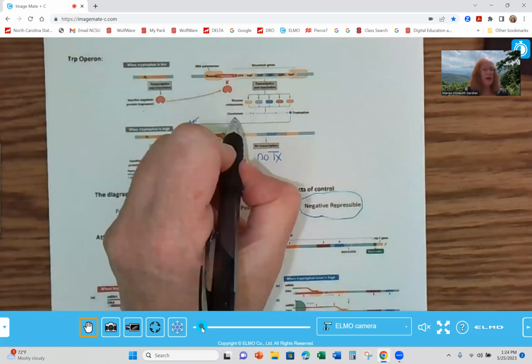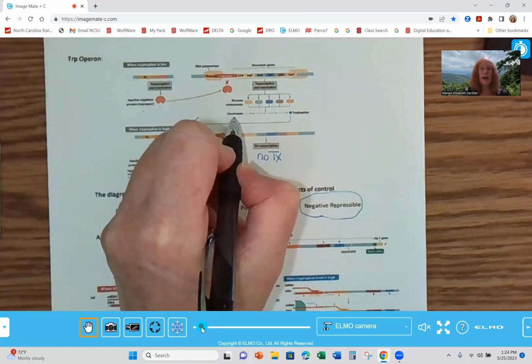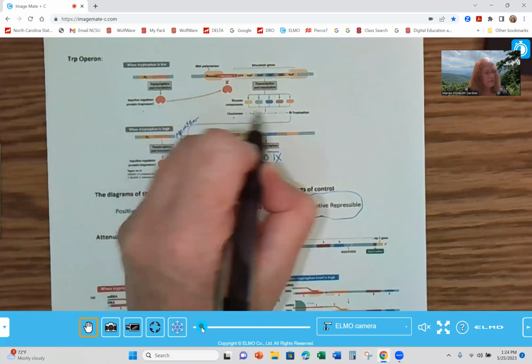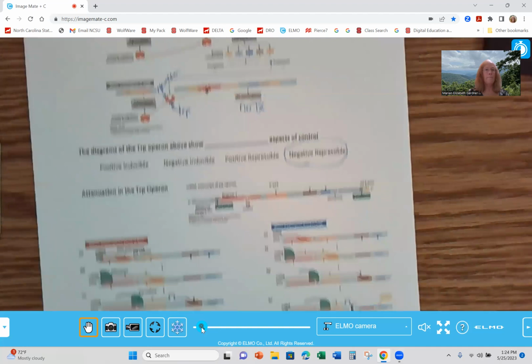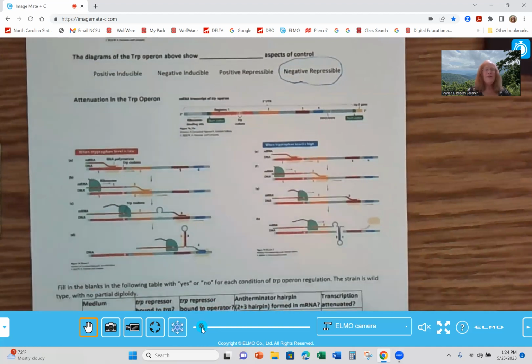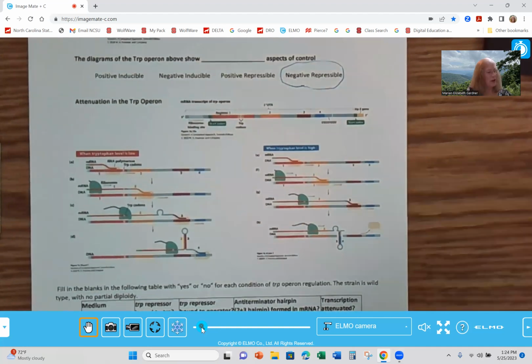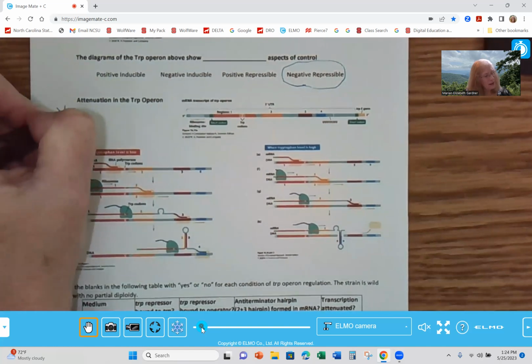And there's actually a precursor called chorismate. You'll hear that mentioned in the videos, that's converted through these enzymatic steps to tryptophan. The trp operon, though, has another sneaky little part to it. A man named Yanofsky figured this out.